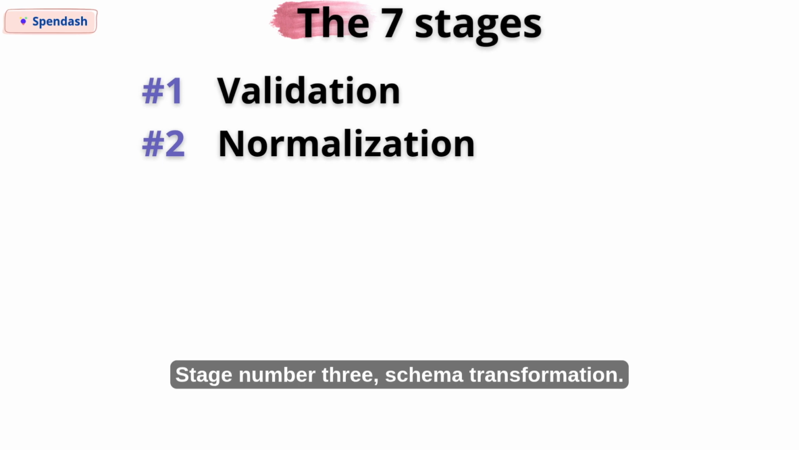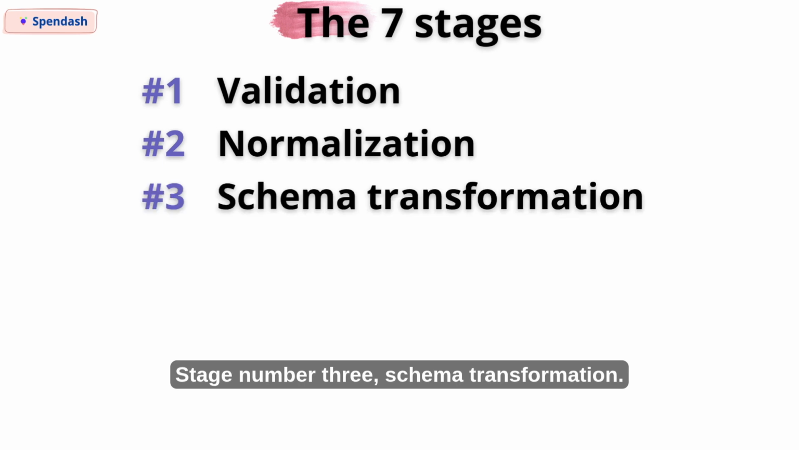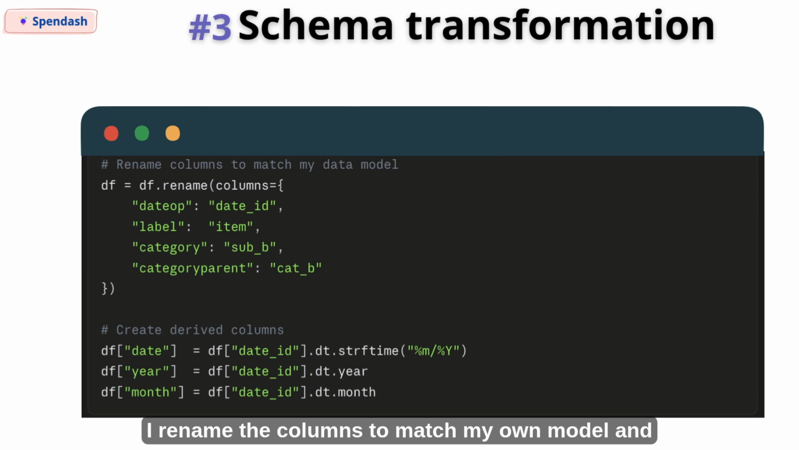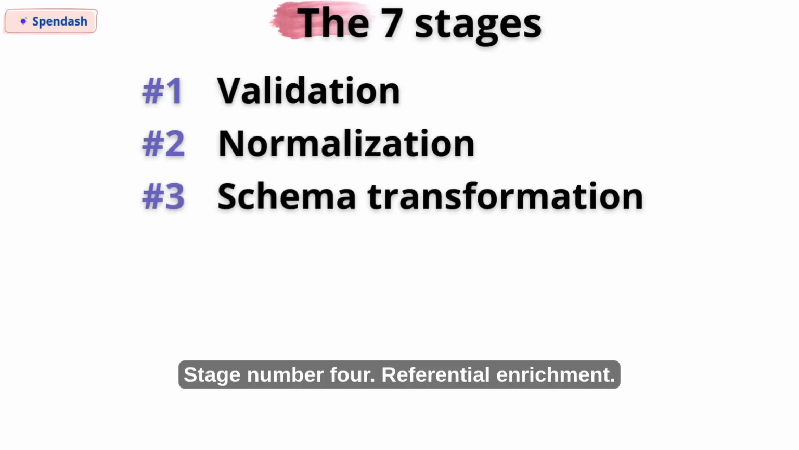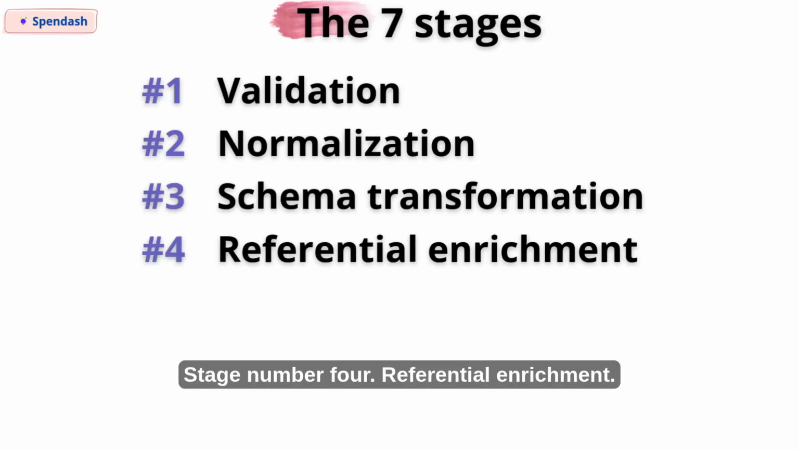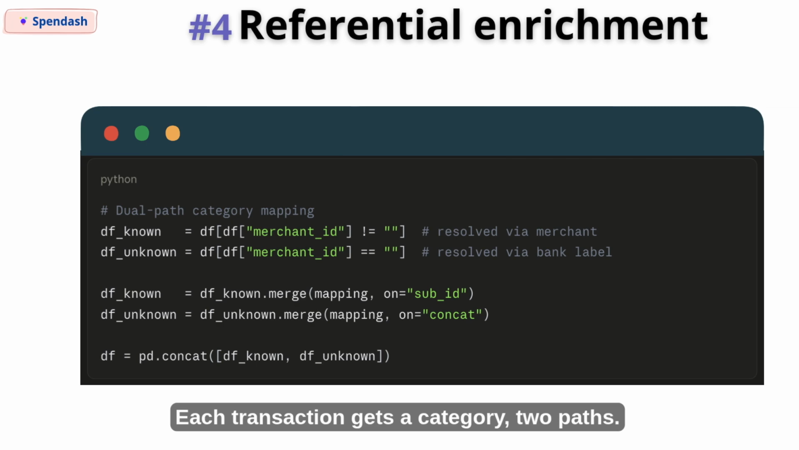Stage number 3, schema transformation. I rename the columns to match my own model, and I derive what I need to carry later. Month, year, formatted date. Stage number 4, referential enrichment. Each transaction gets a category. Two paths. If the merchant is known, I use the merchant category. If not, I fall back to the bank category.